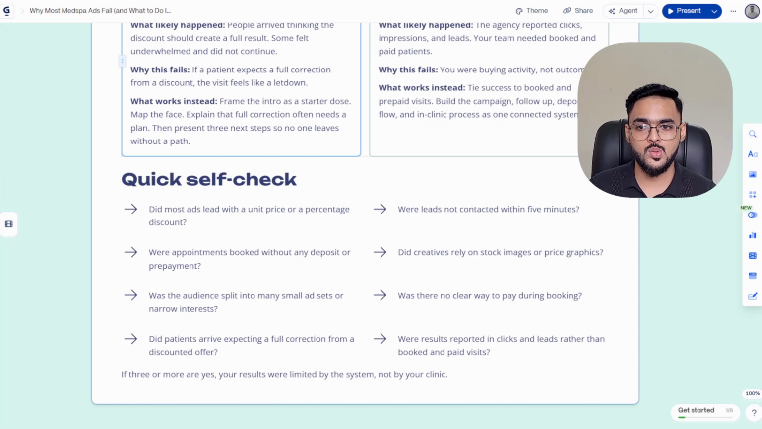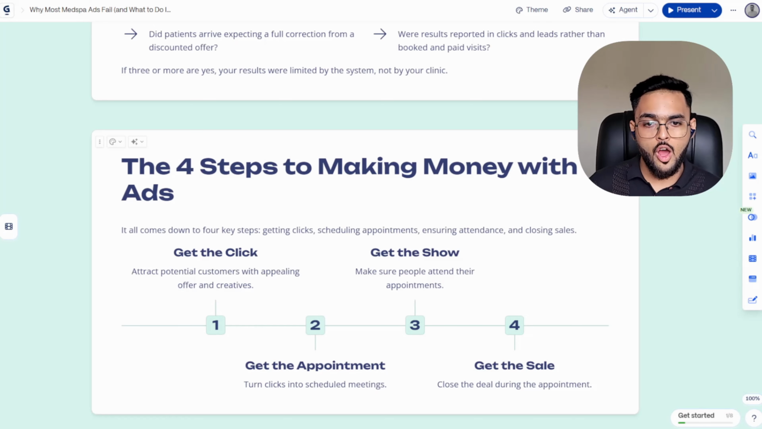The good news is once you flip those weak spots into a system, packages, deposits, fast follow-up, proof-driven creative, the same ad spend starts producing actual paying patients. And now I'm going to get into how to actually do that. Let's walk through the four steps of the patient acquisition system that actually fixes those problems: getting the click, getting the appointment, the show, and the sale.